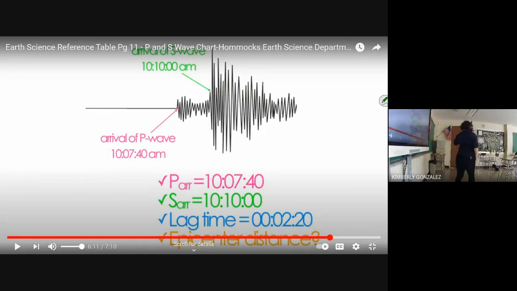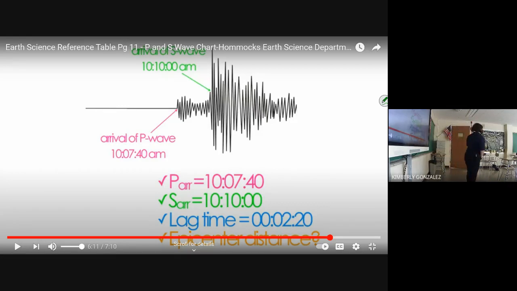In this case, they are giving you the P wave arrival time is 10:07:40 and the S arrival time is 10:10. The difference between the two is 2 minutes and 20 seconds. And it is asking you to find the epicenter distance. In other words, how far did they travel? Make sure you have this written down in your notes because this is where you need the scrap piece of paper.